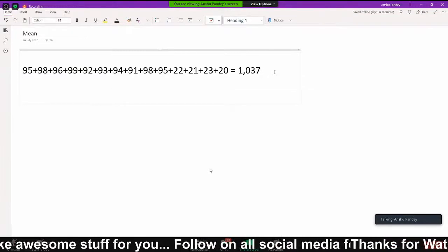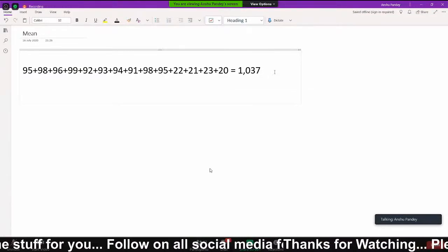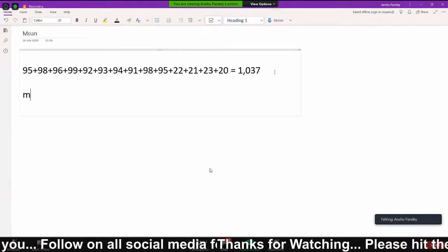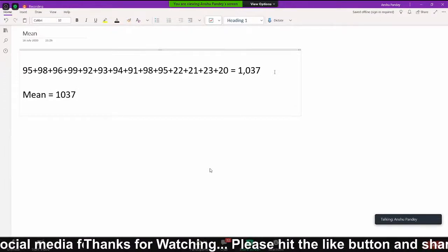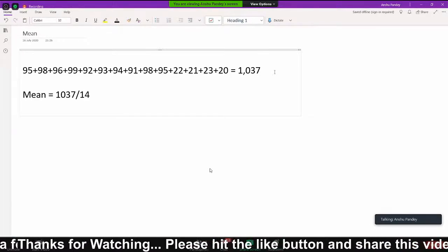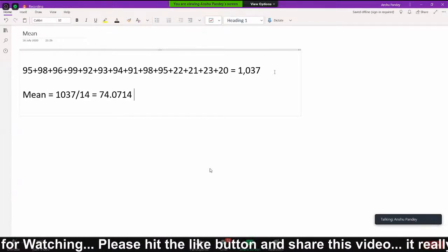Okay. So this is the marks of 14 students, you can see, right. If I look at the mean, the mean is going to be the sum of all values divided by the count, which is 14. The mean turns out to be 74.